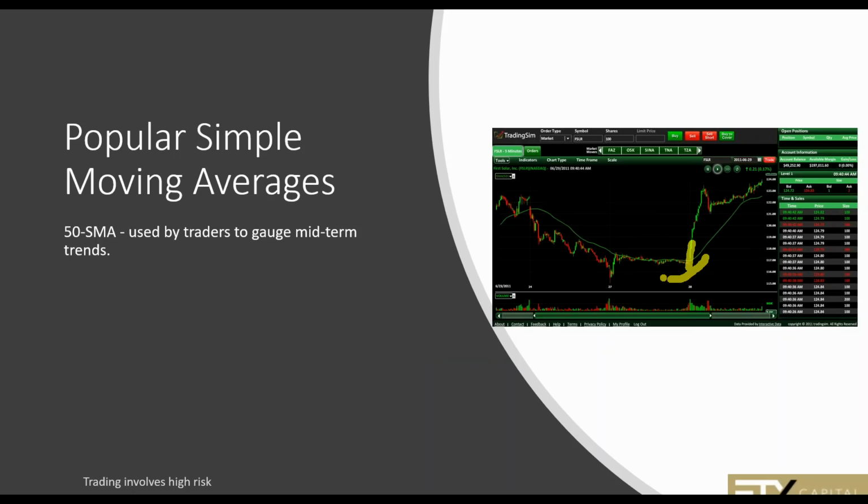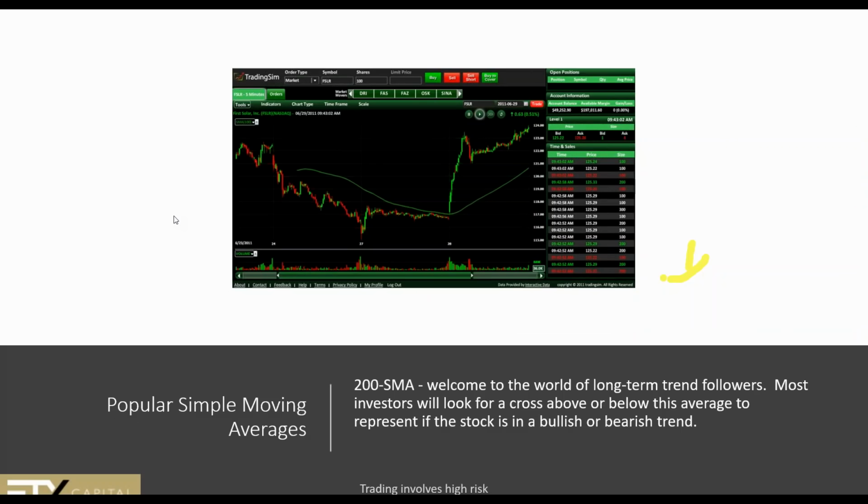But we do have a 50 SMA, and it's used by traders to gauge the midterm trends, and it's used as a crossover for day trading strategies, but to look at it just on a chart doesn't help us that much for the type of trading we're doing. Then you can go all the way up to 200 SMA. Now, this is for the world of long-term traders, long-term investors, and trend followers.